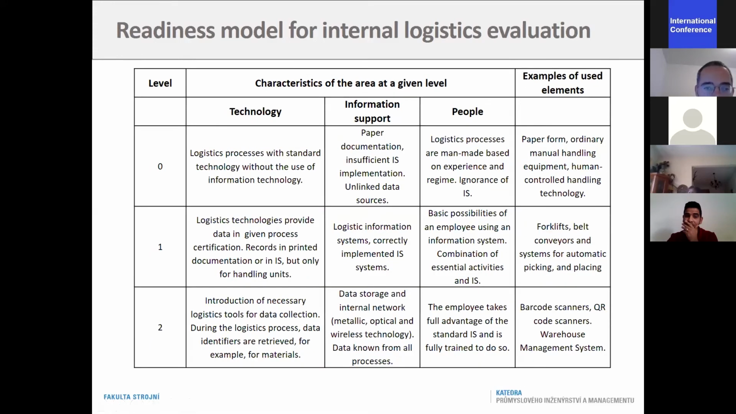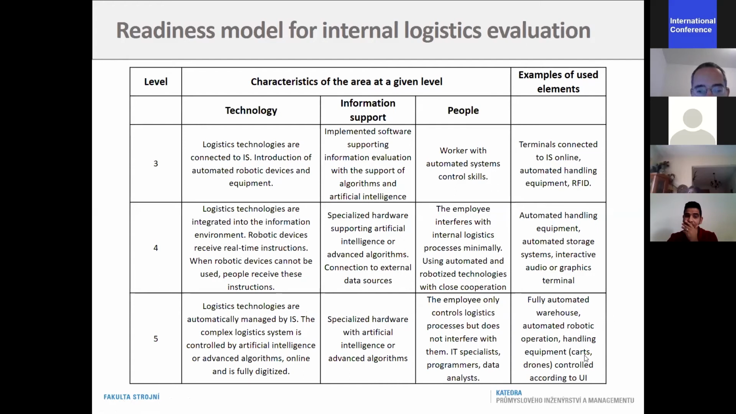The last characteristic which we chose for our model is people. And of course, on level 0, there are people not so well educated in these processes. So if anything happens, they try to fix it. There are no information systems, and we are advancing to higher levels. You see, information systems are being implemented. People are trained to work with them. They are gaining some skills. And on the last level, the employee only controls logistic processes, but does not interfere with them. That means from the classic logistics workers with some hammers and tools, we are moving to IT specialists, to programmers and data analysts.